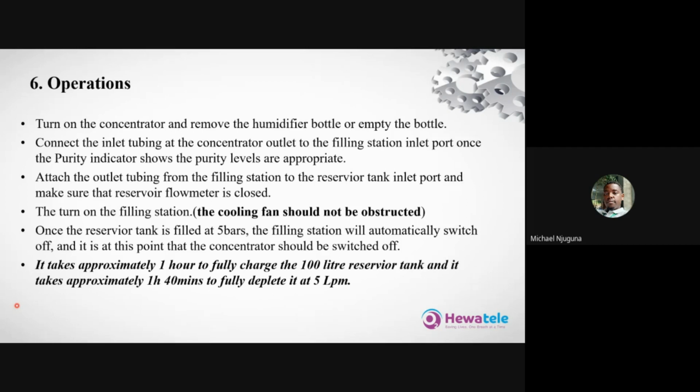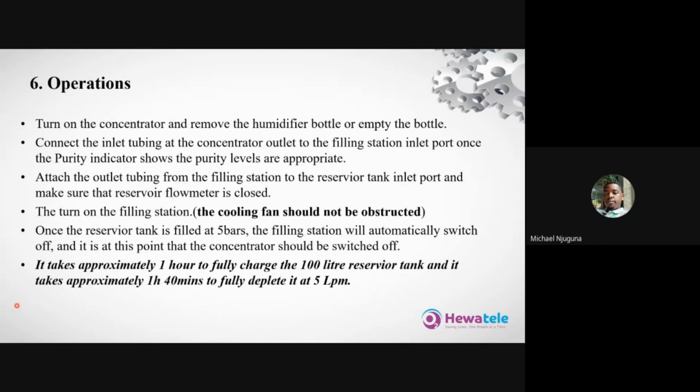If you have moist air getting into the reservoir tank, given that the reservoir tank is metallic in nature, you may introduce corrosion inside the inner linings of the reservoir, and of course this will introduce impurities in the long run to the oxygen that you shall be administering to the patient. So to avoid that, make sure that when you're using a concentrator, you don't have a humidifying bottle attached to the device, or empty the bottle if you must use it.